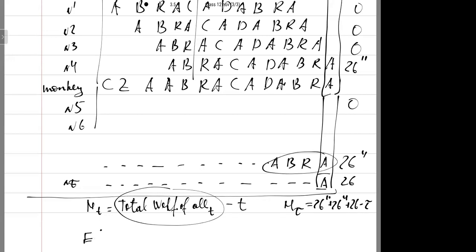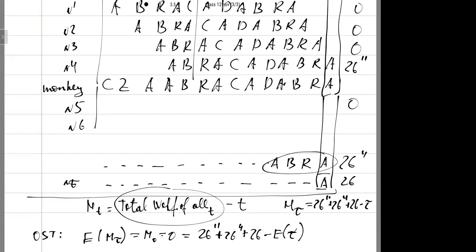What is the expected value of M tau? It's M0, which is 0, because before the first moment of time you have no one in the casino. The casino is closed, there are no persons, and you subtract 0. From the other point of view, it should be equal to 26 to the power 11 plus 26 to the power 4 plus 26 minus the expected value of tau. So I applied the optional stopping time theorem there.